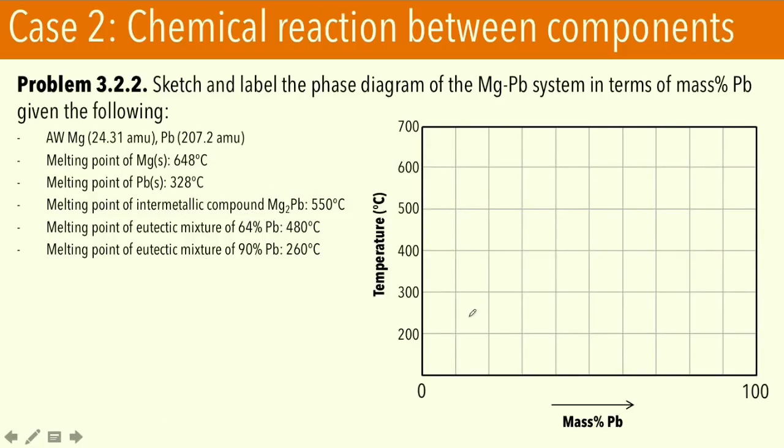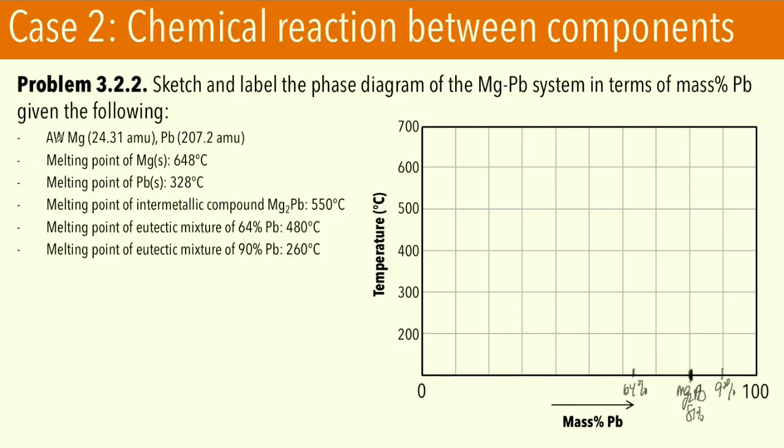Here we have a graph, so let's label some very important percent masses. Our compound, magnesium 2 lead, is going to be at 81%, so counting 1, 2, 3, 4, 5, 6, 7, 8, we could put our compound here in this region, around 81%. Let's also label our corresponding eutectic compositions. This one is around 64%, and then we have 90% lead for our other eutectic composition.